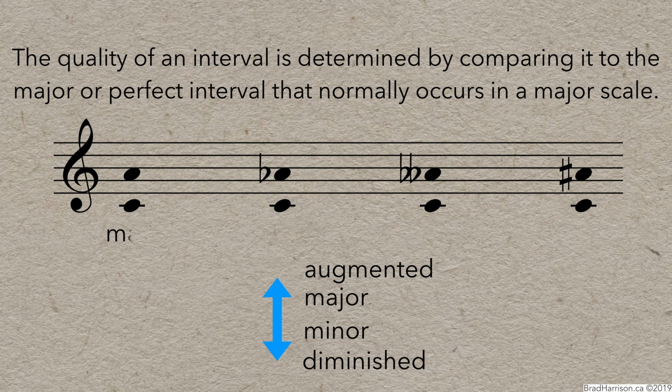These are all sixths. The first one is major because A is natural in the key of C. The next is a minor sixth because the interval is 1 semitone smaller than the major. Next is diminished because it's 2 semitones smaller than the major. And the last one is augmented because it's 1 semitone larger than the major.